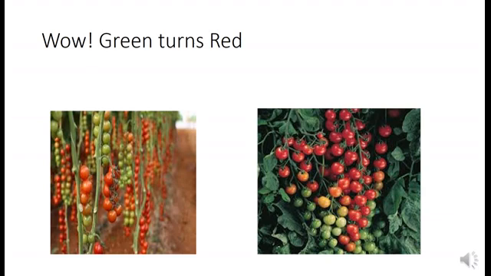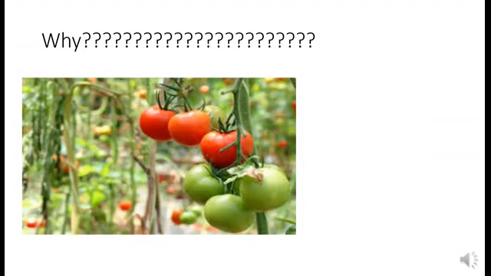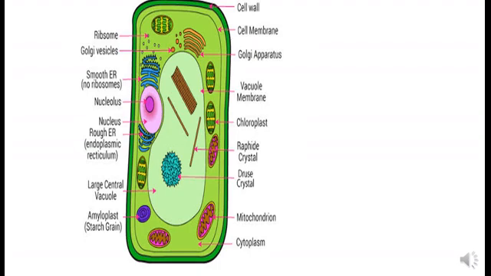Wow, green turns red. These are tomatoes, where unripe tomatoes will be green in color and ripened tomatoes will be red in color. Why? Do you know why? Green turns into red. Raw tomato and unripe chilies are green due to chlorophyll. During ripening, the chlorophyll degenerates and the masked red pigment takes over. That's why the ripened tomatoes appear red in color.